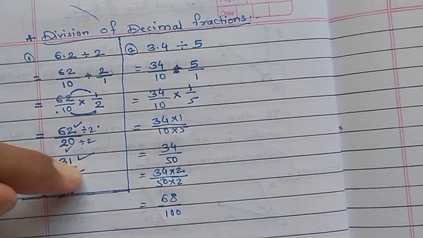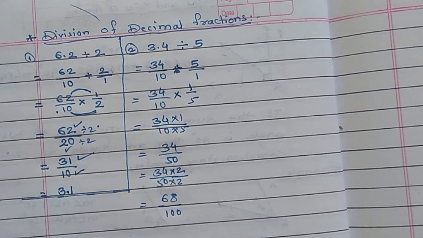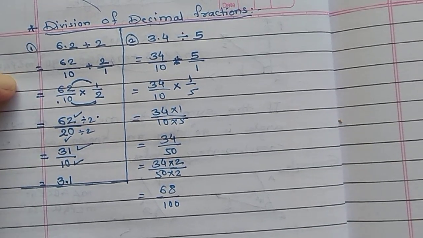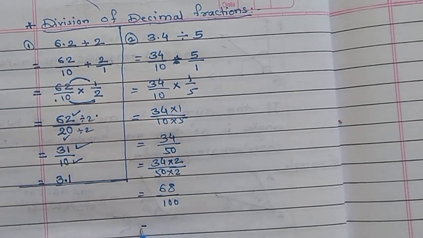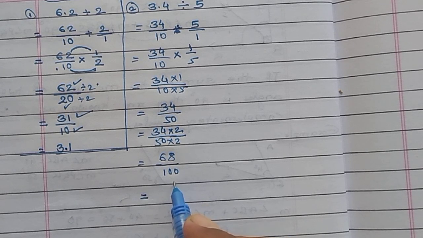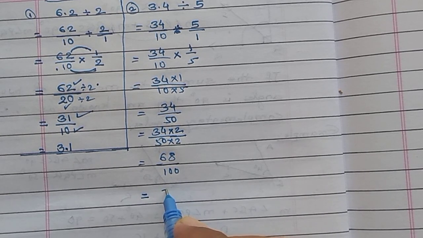Now this is in numerator denominator form. Though it is a decimal fraction, it is in numerator denominator form, and we need it with a decimal point. So it is equal to, now how many zeros are there? 2 zeros are there. That we have to remember.